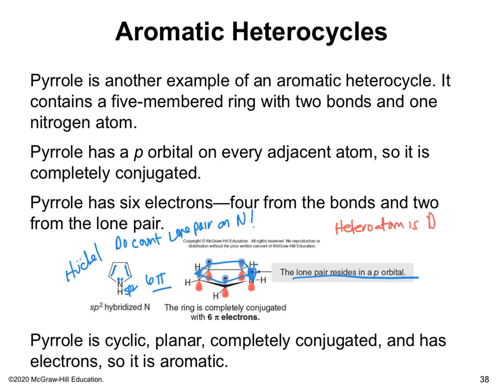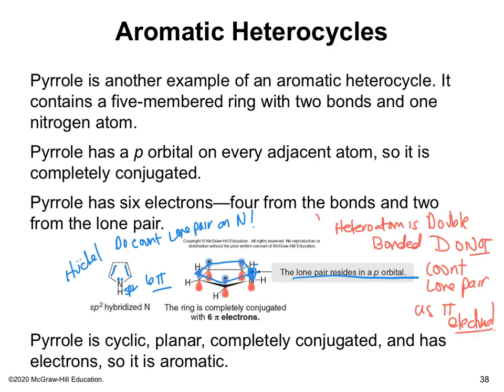So once you have your heteroatom double bonded, do not count the lone pair as pi electrons. That's the best way I can tell you, kind of a little trick. You see how this nitrogen does not have a double bond? So this time we do count it. So if there's a double bond, do not count.